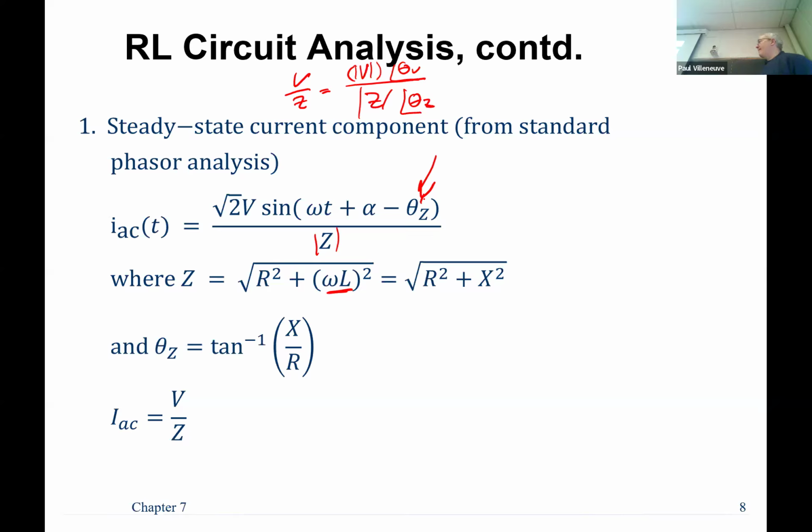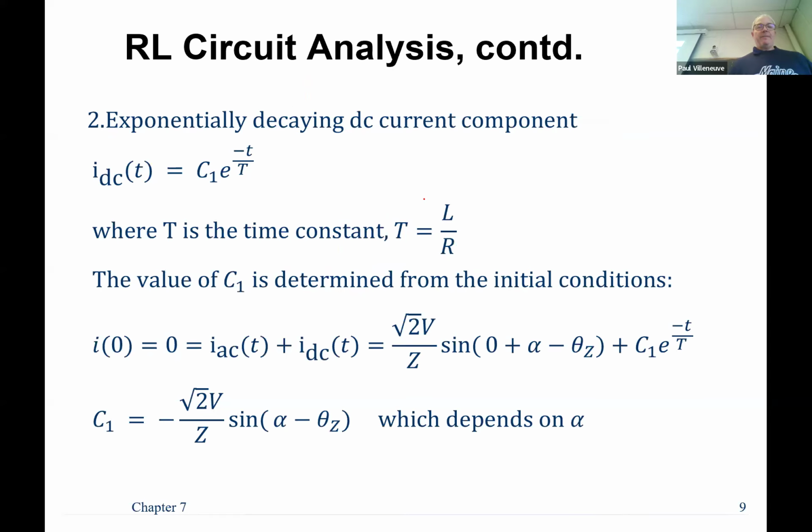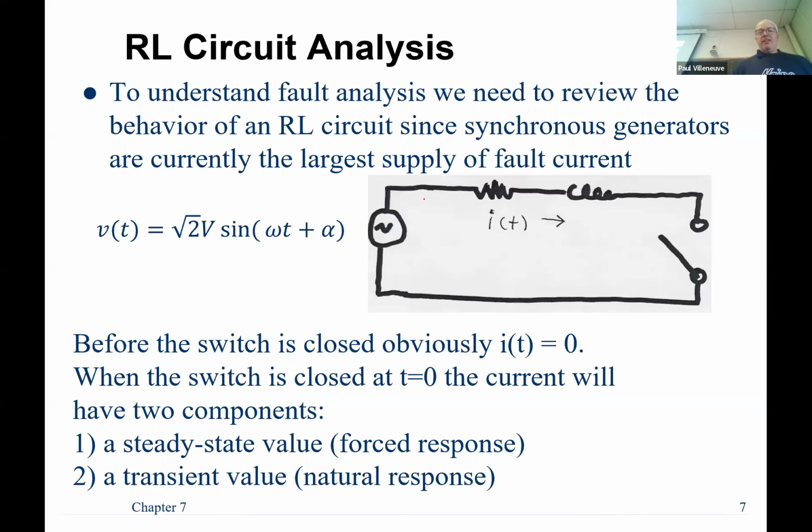So we know how to get the magnitude and the angle associated with Z. Remember, it's a right triangle. So that's just SOHCAHTOA. And our AC value, our steady state value, would just be equal to V divided by Z.